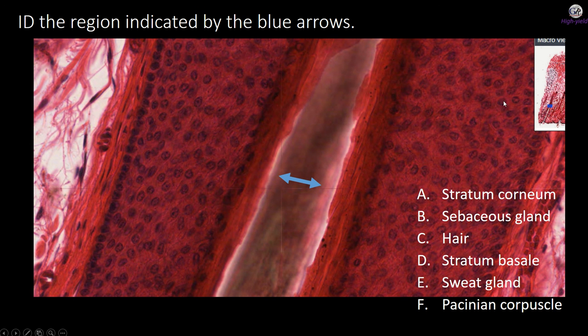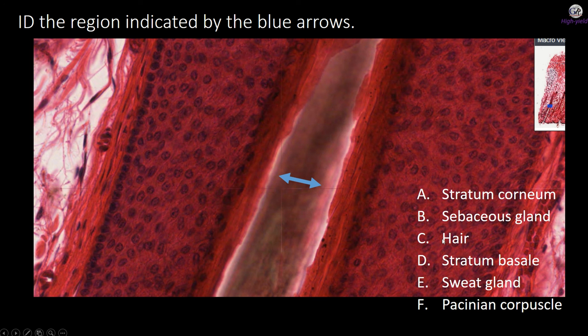So, I'm looking at all these cells packed in here, and then there's something in the middle, and there's another side, and then it looks like connective tissue. Of all the structures we've talked about, it doesn't look like a gland because they're not cuboidal. This is very much stratified. Stratum corneum, I mean, it looks cornified, but it's not on the surface of anything. It's in the middle of something. Sebaceous gland, it's not a gland. These cells do not look like they're secreting anything.